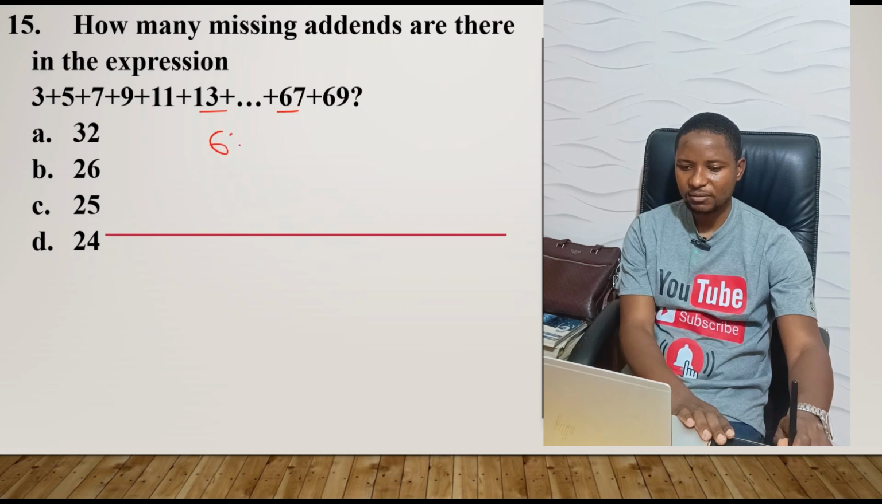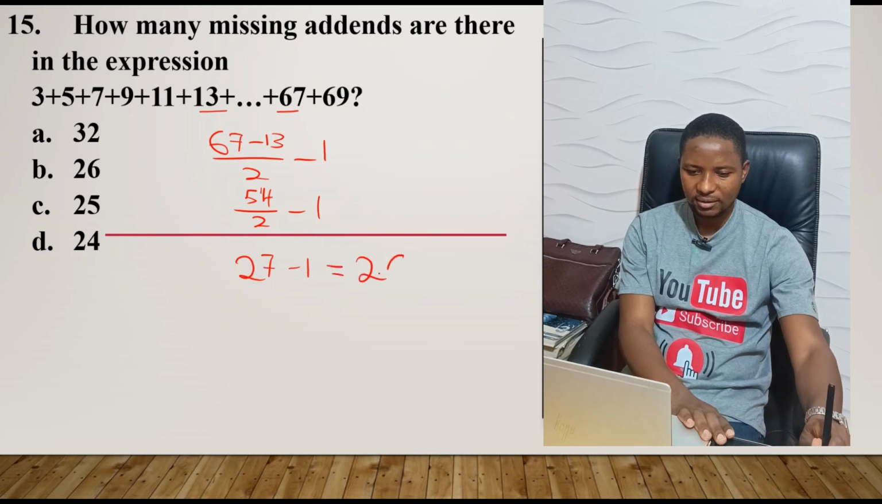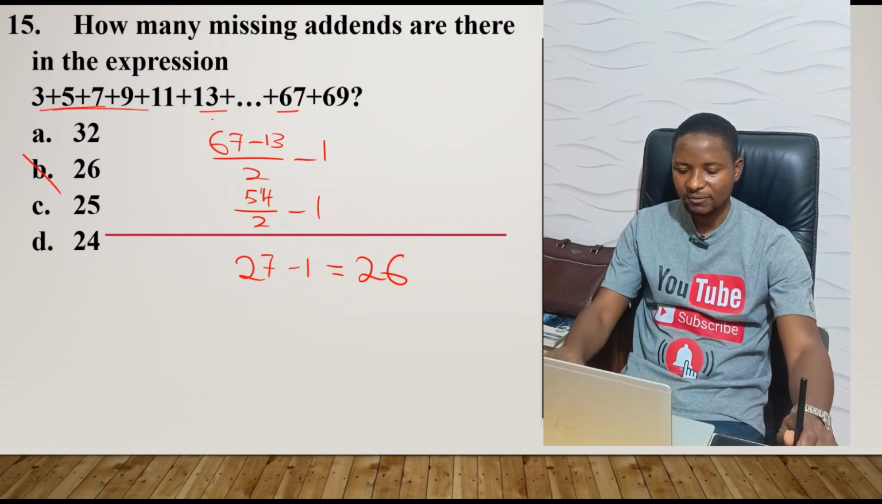You have 67 minus 13, divided by 2, then minus 1. You're good to go. 7 minus 3, you have 4. 6 minus 1, you have 5, divided by 2, minus 1. 2 in 5, you have 2, remainder 1. 2 in 14, you have 7, minus 1. That will give you 26. And that is it. You can try that within the first 3, within the first 4, just to confirm my method.